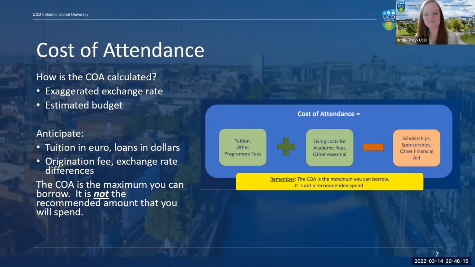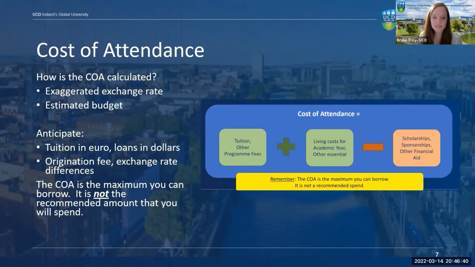One very important aspect to note is that your COA will be listed in dollars, but you see that your tuition and your scholarships from UCD are listed in euro. We list the COA in dollars because the actual money that you are borrowing from the US government and the actual money that you will have to pay back is in dollars. So that's why the COA is listed in dollars.